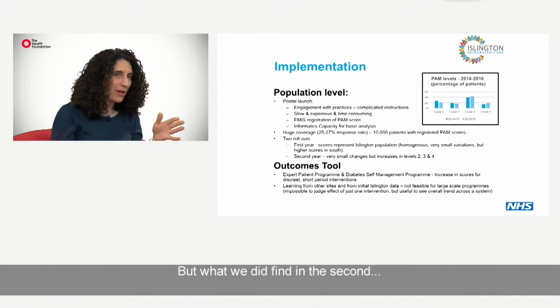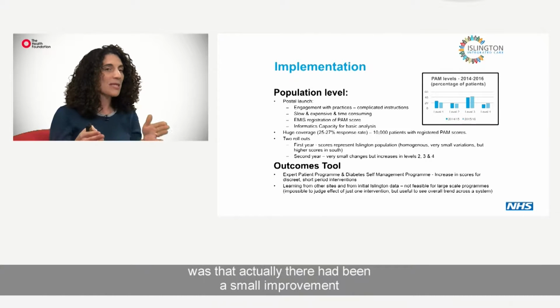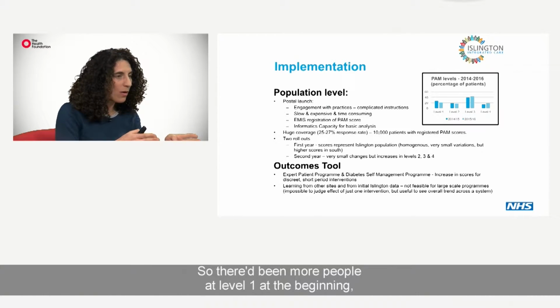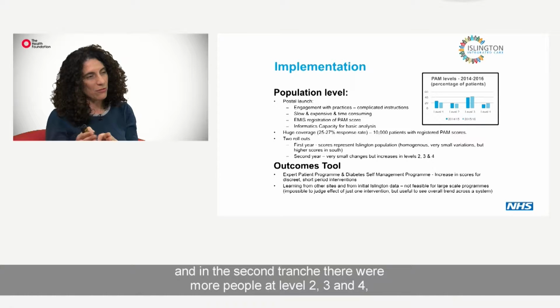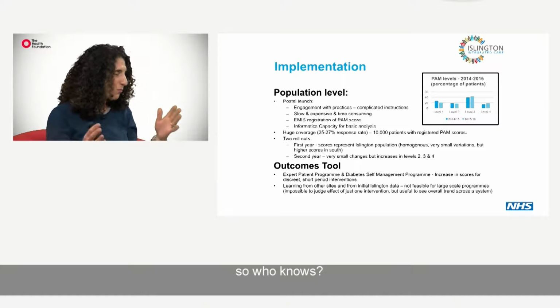But what we did find, when we had the second tranche of measures, was that there had been a small improvement in the level of activation. There'd been more people at level 1 at the beginning, and in the second tranche there were more people at level 2, 3 and 4. So who knows?